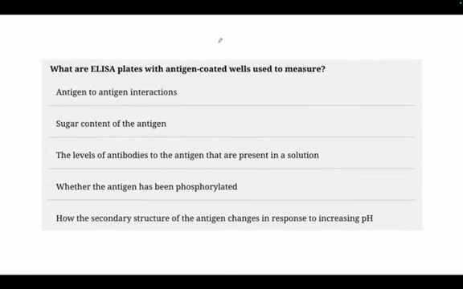What are ELISA plates with antigen coated wells used to measure? Okay, ELISA, we have discussed, stands for enzyme linked immunosorbent assay, and we usually use it to test for antibody interactions against an antigen of our interest. It is usually performed in a 96 well plate where we coat either the antibody or the antigen on the plate and we add the interacting partner. And then we detect the amount of binding. So if the plates are coated in antigen, what we're going to detect is the level of antibodies to the antigen that are present in solution.